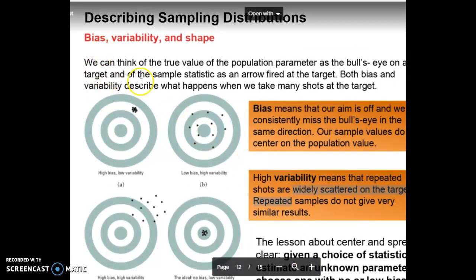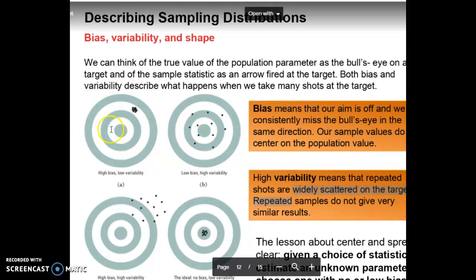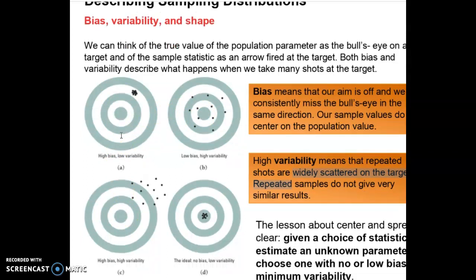So if you look at this diagram, it talks about bias and variability. And you see these different bullseyes. Let me talk about what variability means versus bias. Variability is spread. So how spread out are those sample means in this case, or how spread out are those statistics? Versus bias, is it measuring what it's supposed to? So is it hitting the bullseye? Each of these targets, the bullseye is what I want to hit. That's the population parameter I want to estimate.